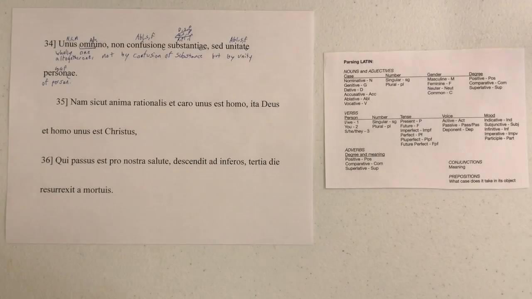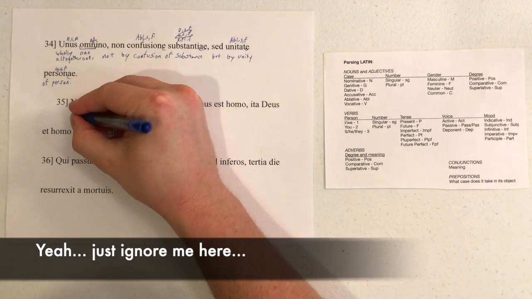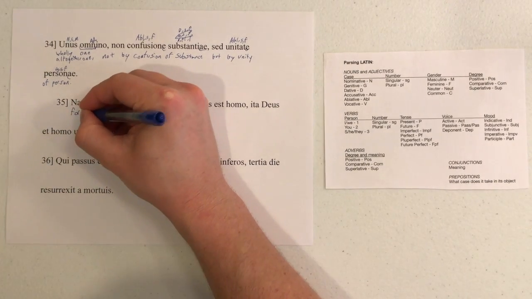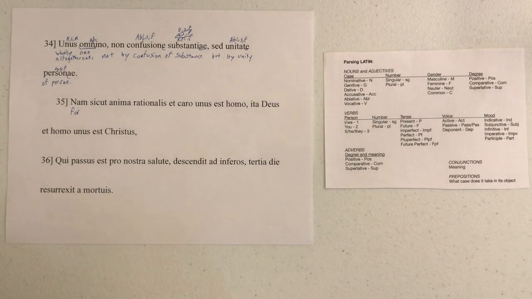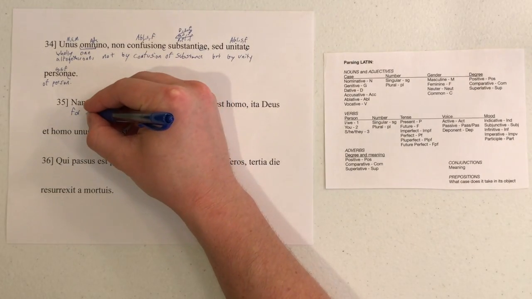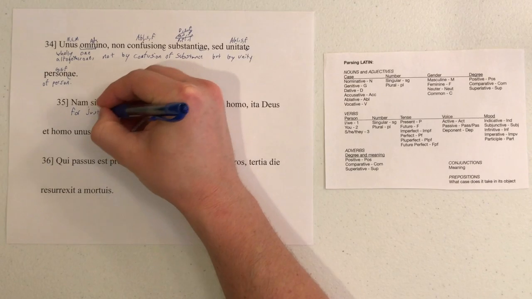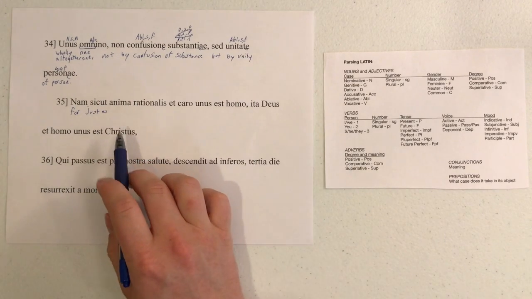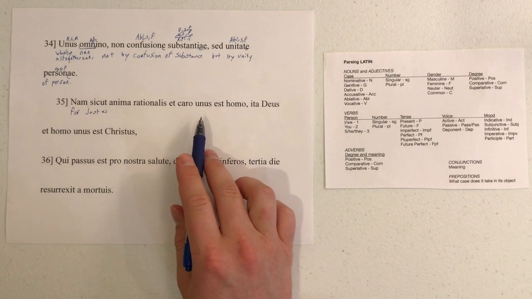At the last moment, I remembered we're not doing definite articles in this. Moving on, nam, for, not the country. Sicut, of course, just means just as, or as. Anima rationalis et caro unus est homo.